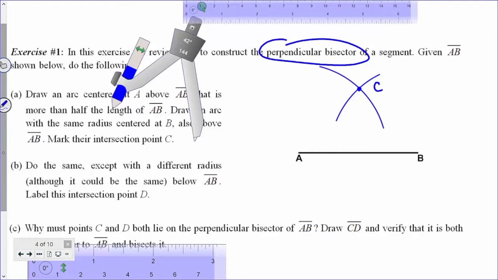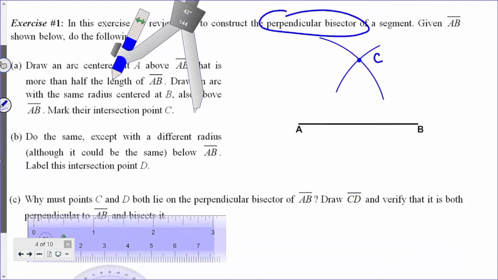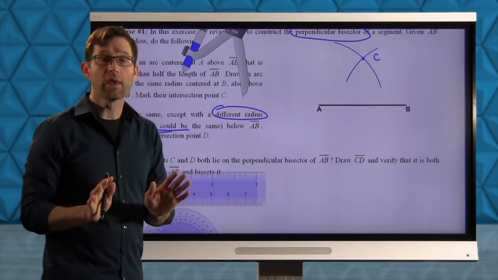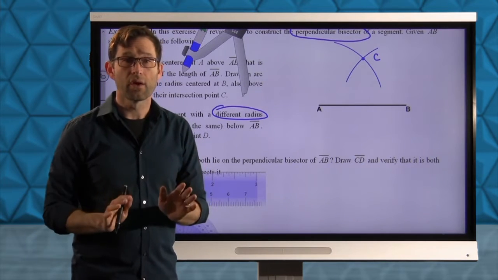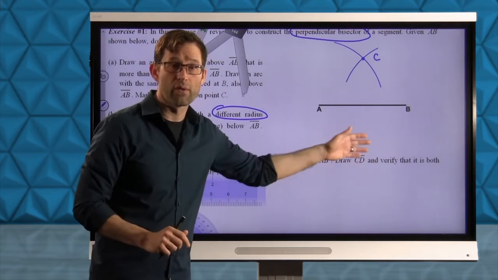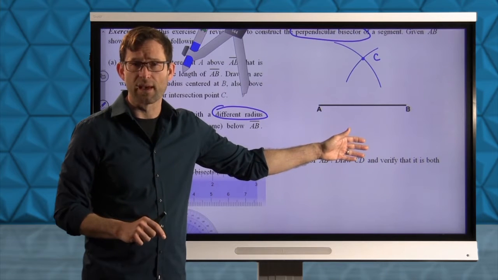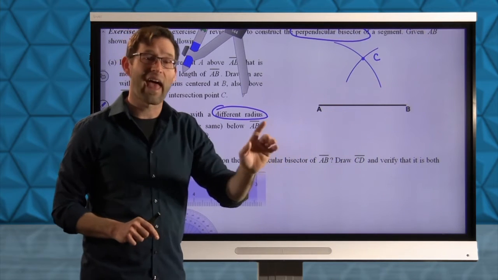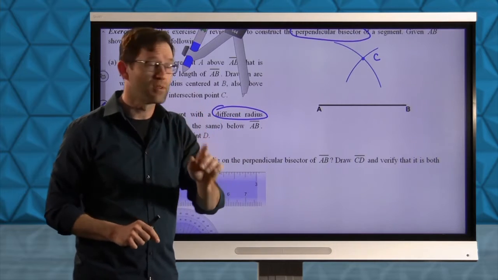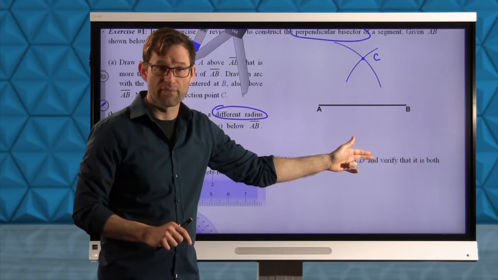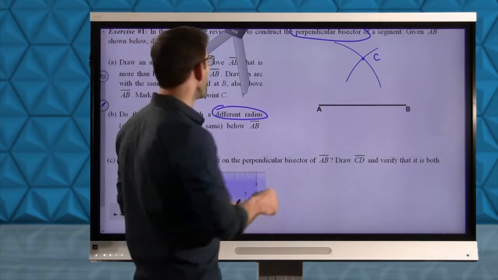Let's do that. Okay. Now, letter B says do the same except with a different radius, although it could be the same below AB. Label this intersection D. Now again, I want to emphasize something. The key here is not making the radius different down here. It could be exactly the same, and in fact, when we do the constructions later, I'll likely leave it the same. But I want to make a point for why it doesn't have to be the same in a moment. What does have to be the same is that these two arcs have to have the same radius, and the ones down here have to have the same radius.